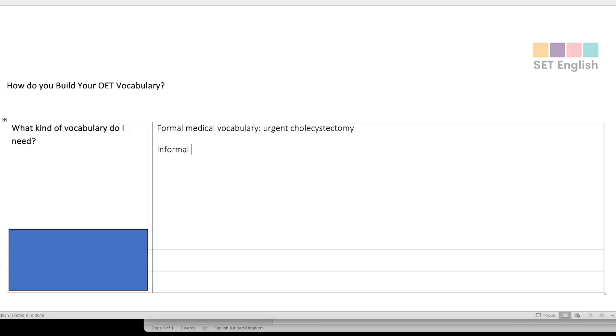but I would say something that's actually trickier, especially in listening part A, would be informal medical vocabulary. Now, the example that I often use for this one is a word that you might know or you might not know.